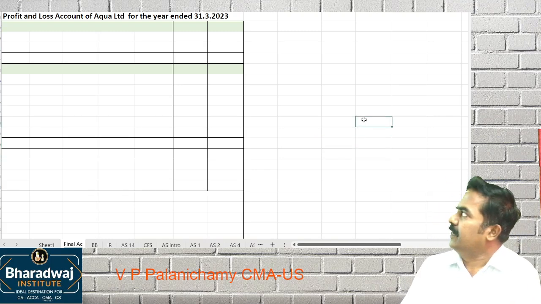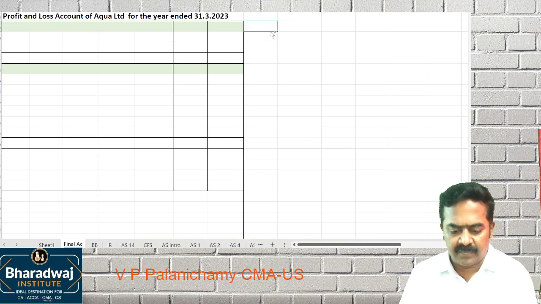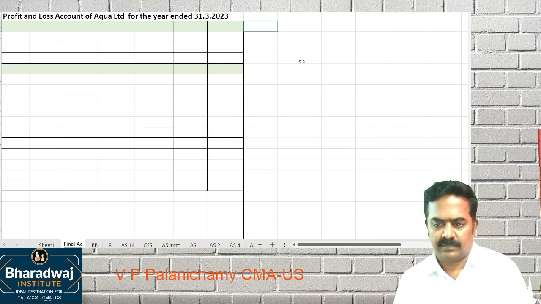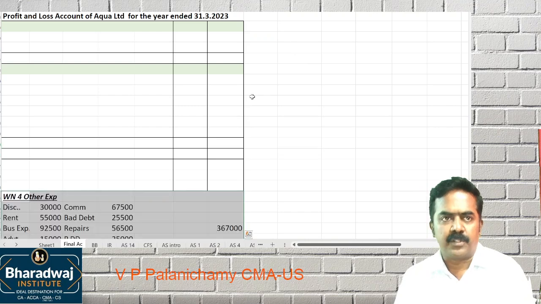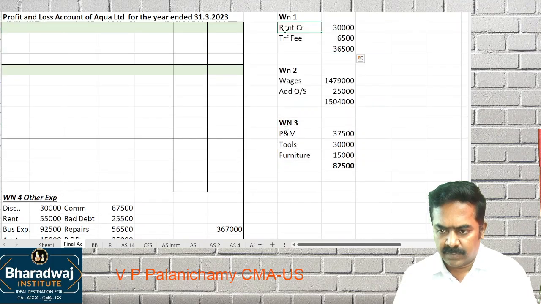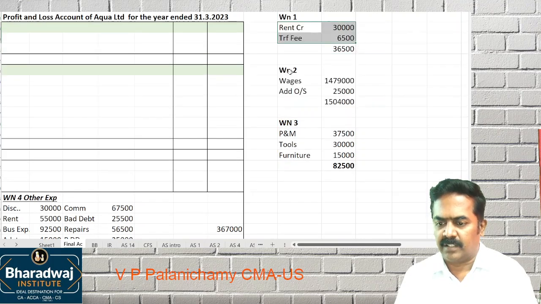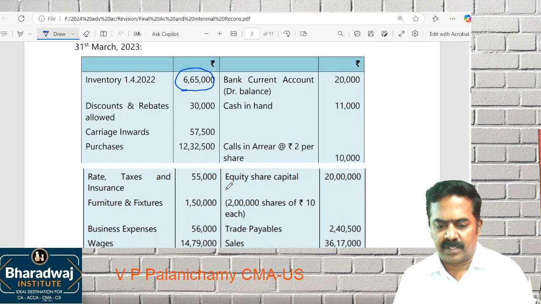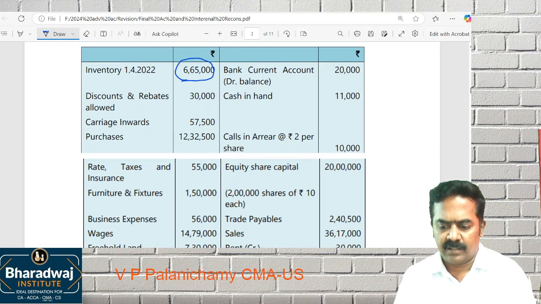Sales is the operating income. So I start with line items having the working note. What will come in other income? Rent and transfer fees will come in other income. Purchases are given directly, you can take it.